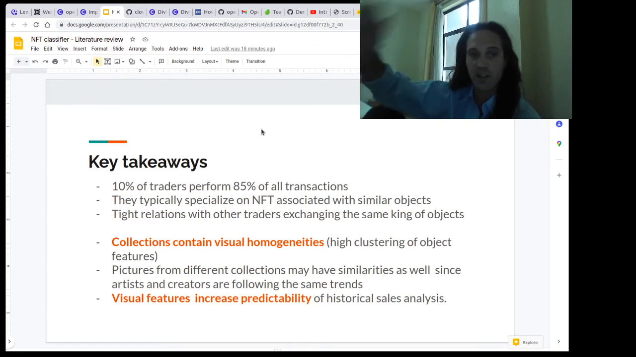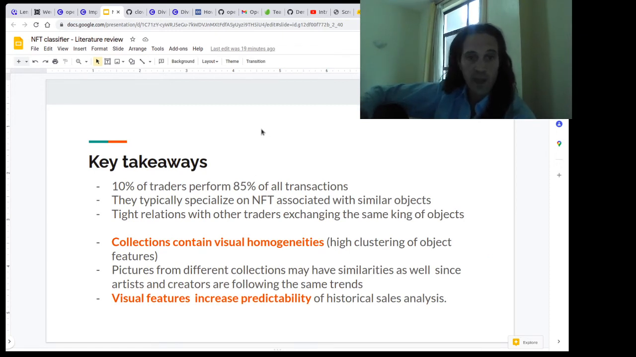The key takeaways of that article is that 10% of traders perform 85% of all NFT transactions. They typically specialize in NFTs associated with similar objects, and they have tight relationships with other traders exchanging the same kind of objects. So again, it's a very concentrated market. The collections contain visual homogeneities, but pictures from different collections can also have similarities, since artists and creators are following the same trends.